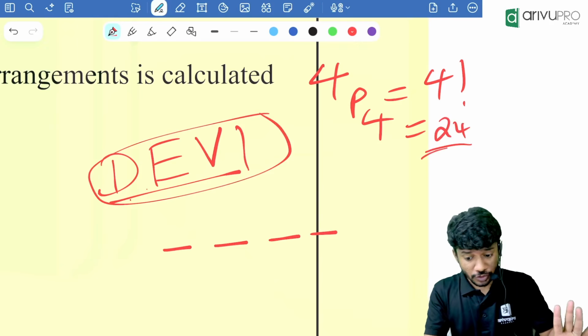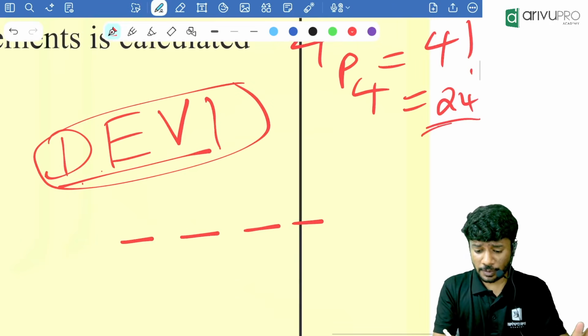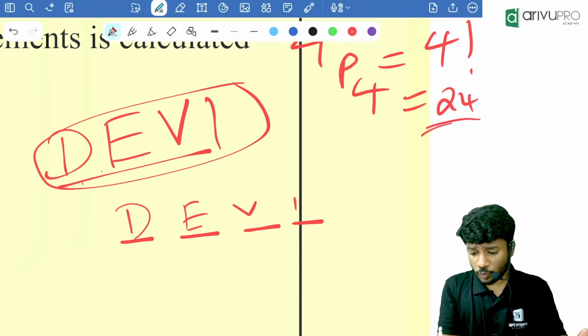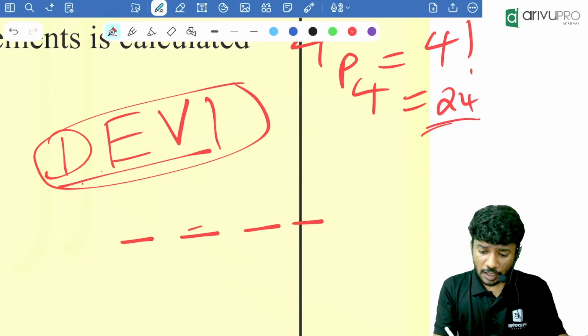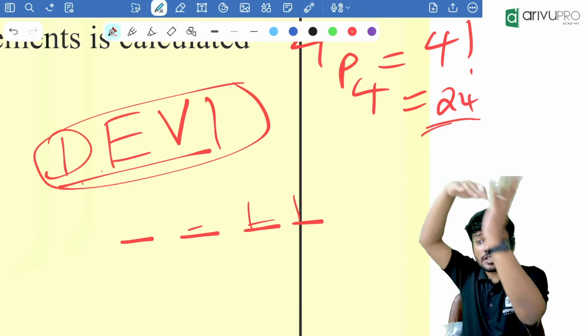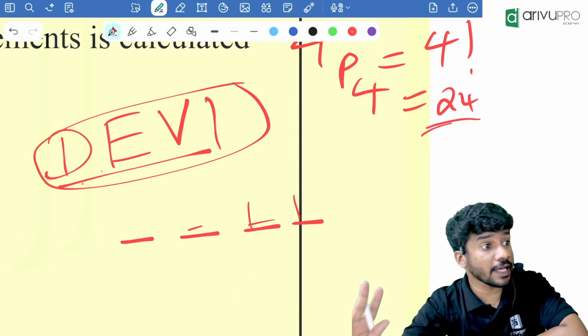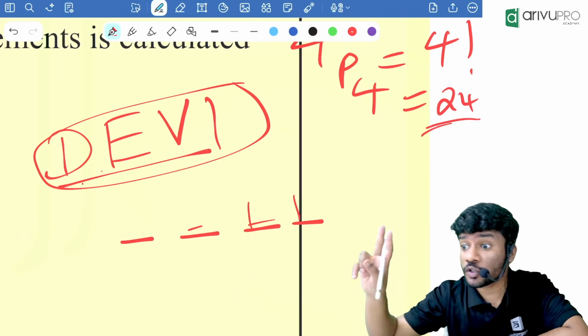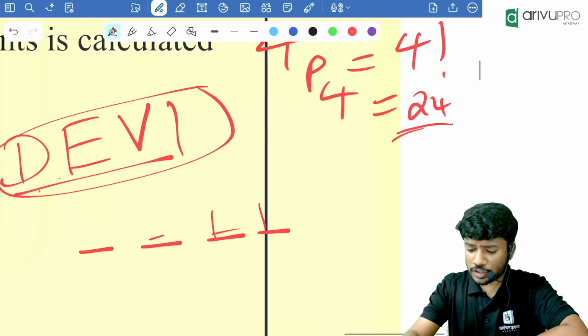Okay. Now, in order to make that clear, for example, DEVI is one option. Then IEVD is one option. Likewise, different options are there. In total, how many are there? 24 are there.